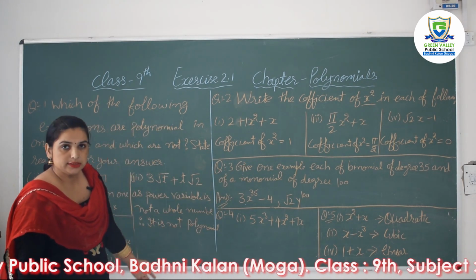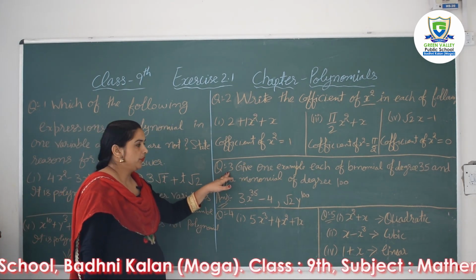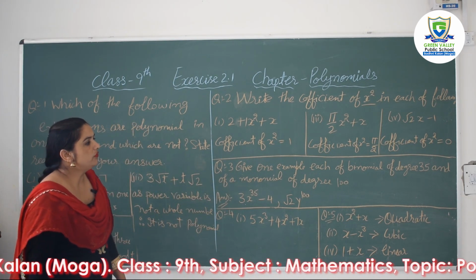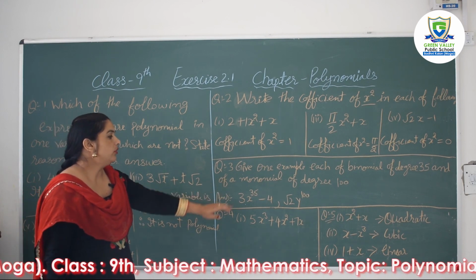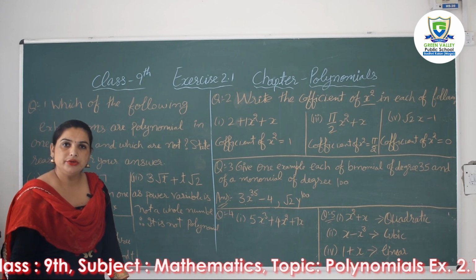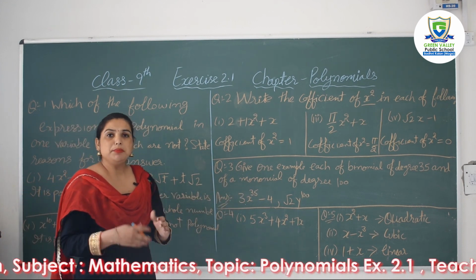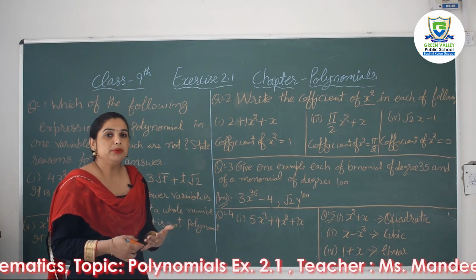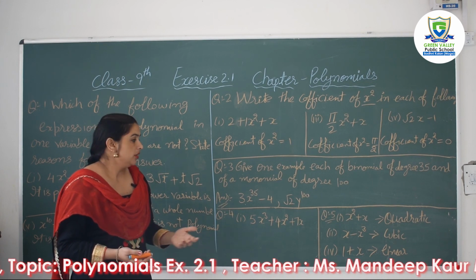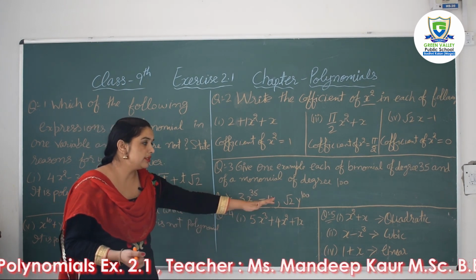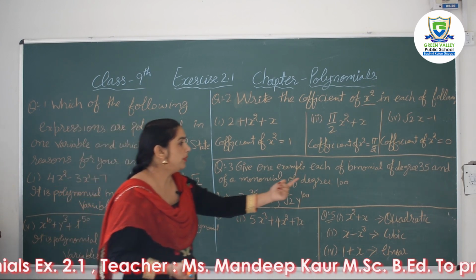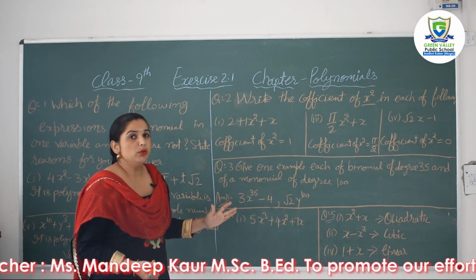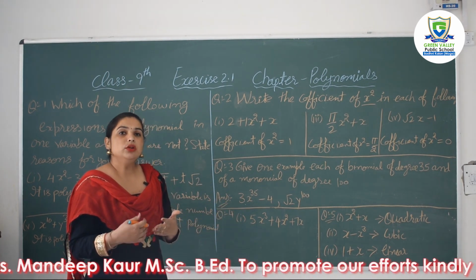Now we'll move to the next question, that is the third question. They told, give one example each of a binomial of degree 35 and of a monomial of degree 100. In this, student, the answer may be different for everyone, because we have to write any example from our side, so it may vary. But before this I want to make clear about binomial and monomial. It is also a type of polynomial, students, but it is based on terms.